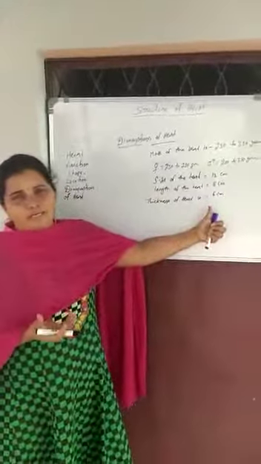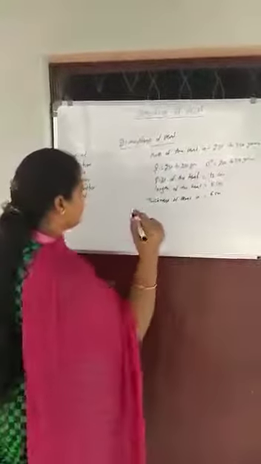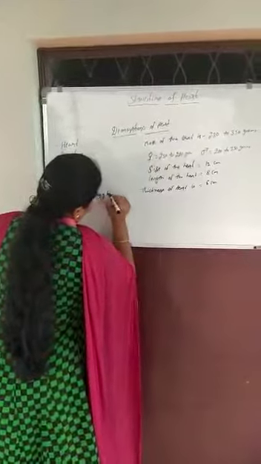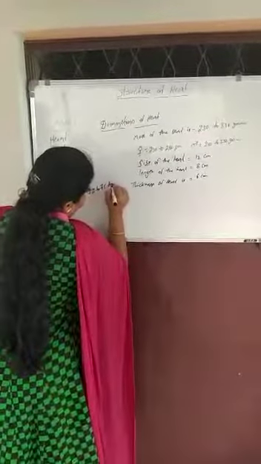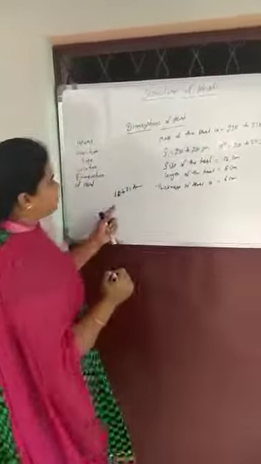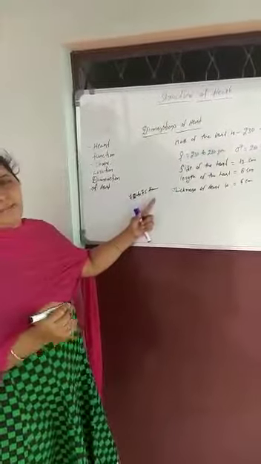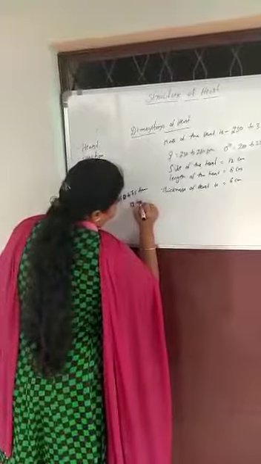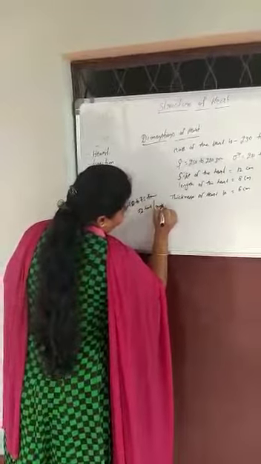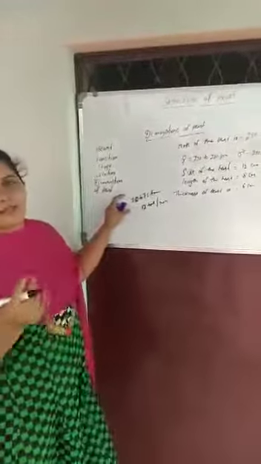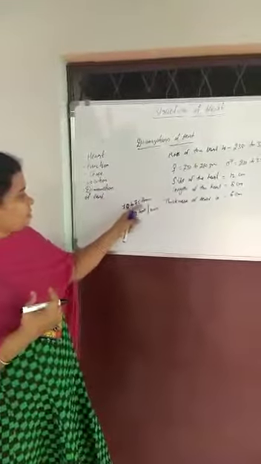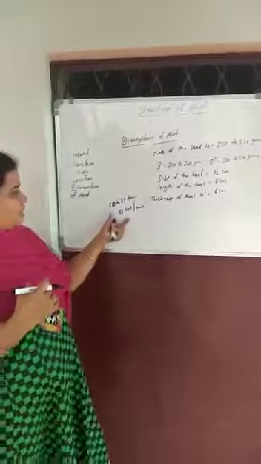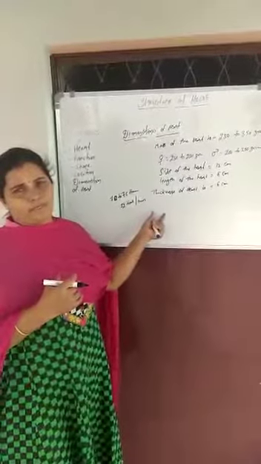What is the heartbeat in adults? Generally 70 to 75 times per minute, but approximately we can take 72 times per minute.